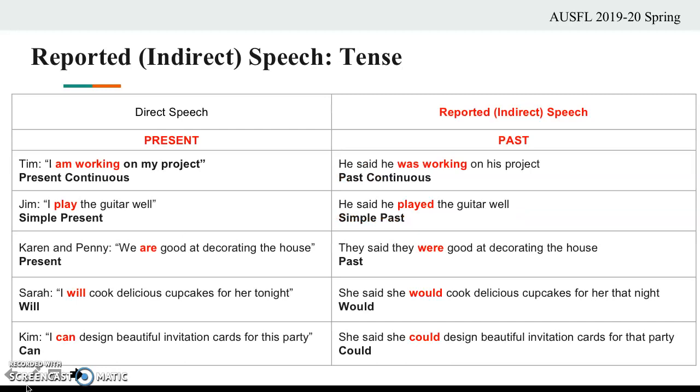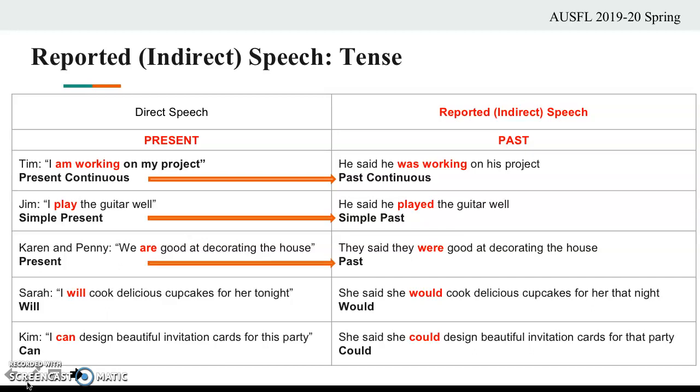Let's study how we change the tense of the sentence first. If the quoted sentence is present continuous, you need to use past continuous to report. Simple present changes into simple past. Be in present form changes into the past form of be in the reported speech. If will is used in direct speech, you need to use would in the reported statement. And can changes into could, as you see in the example.